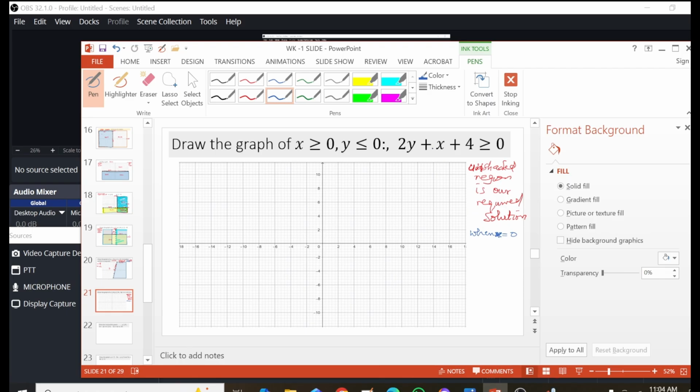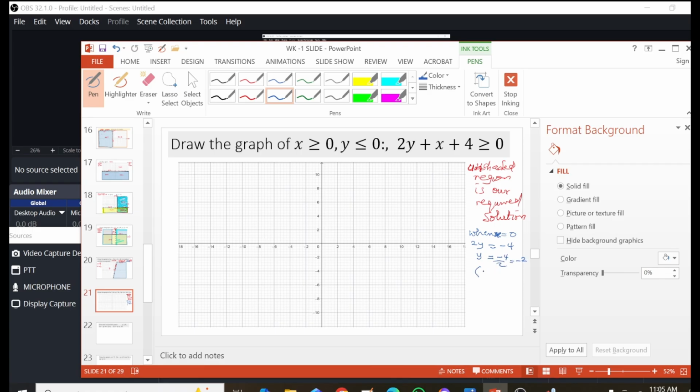When x is equal to 0, what is going to be the value of y? So when x is equal to 0 here, this place becomes 0. So I have 2y equals minus 4. That means this one will move to the other side. So y will be equal to minus 4 divided by 2, which is equal to minus 2. So the coordinates that we get there is (0, minus 2).